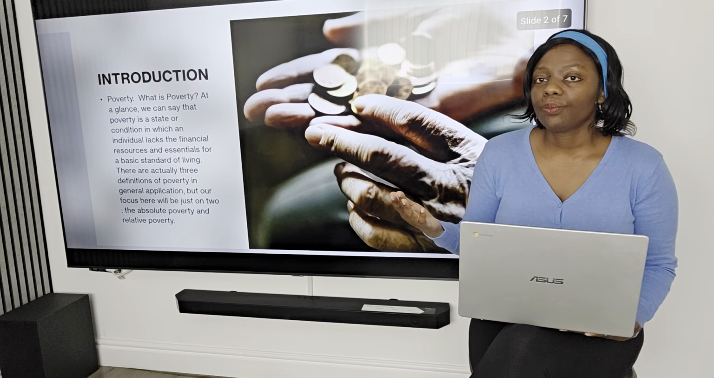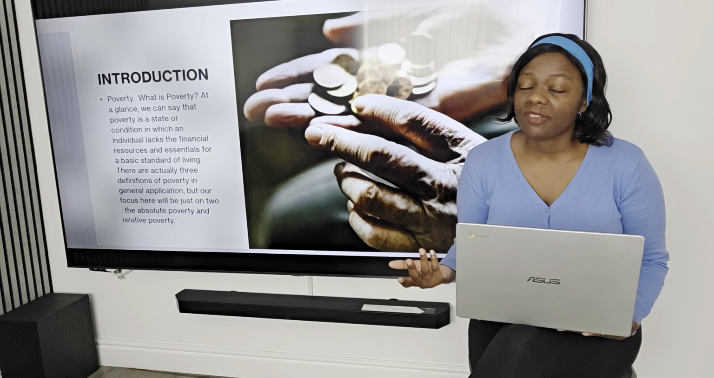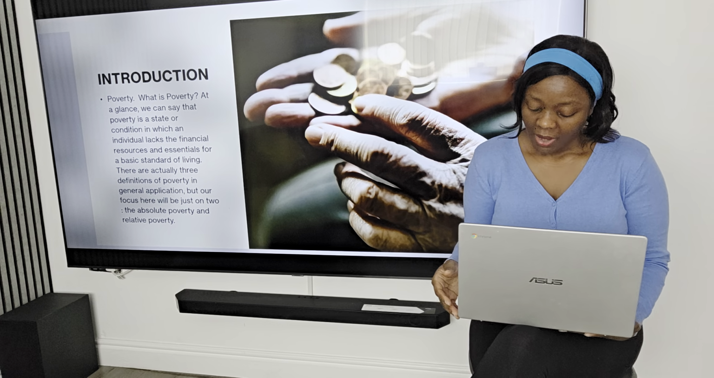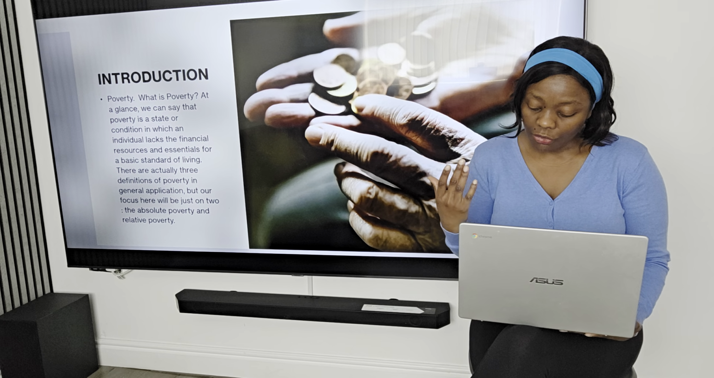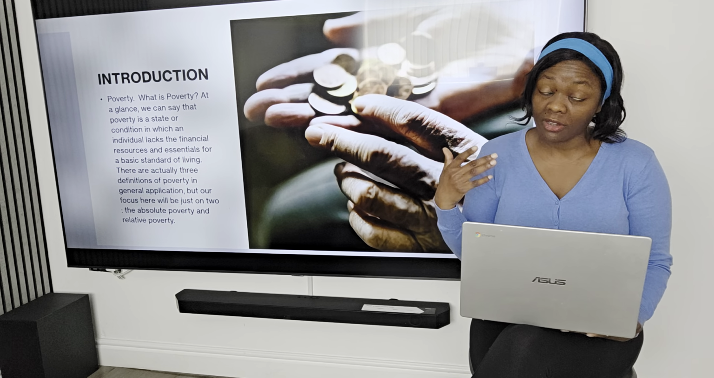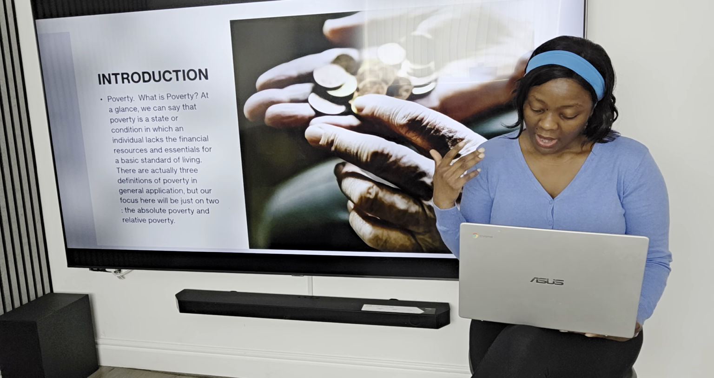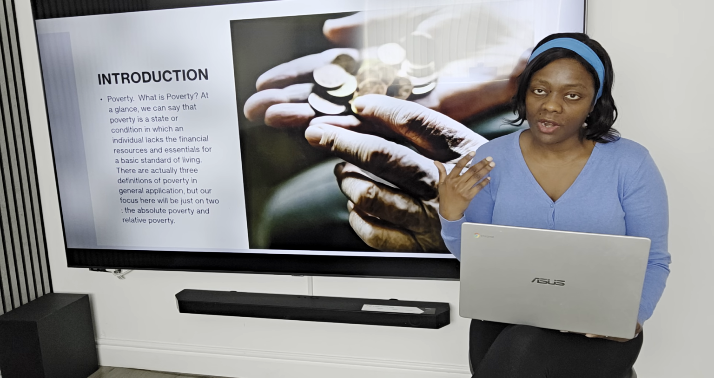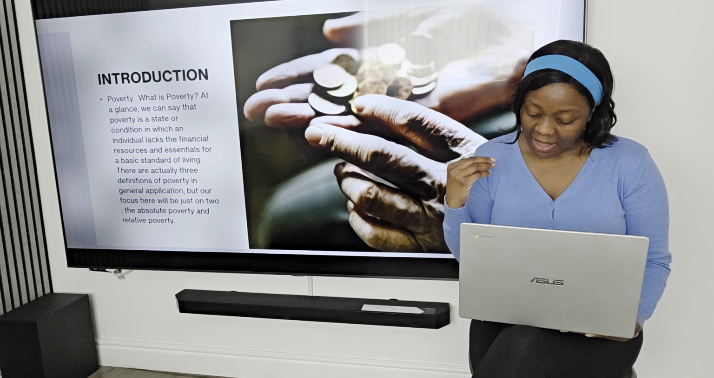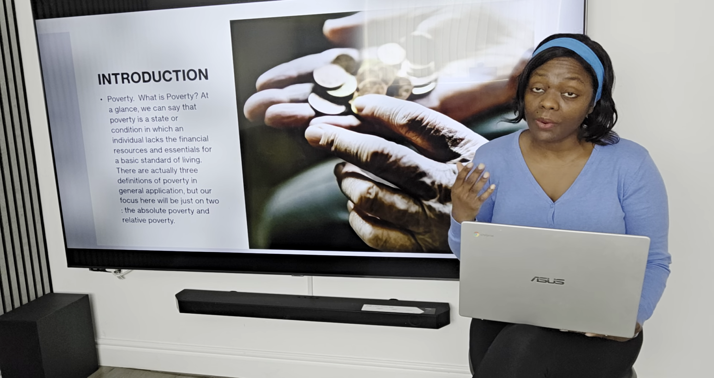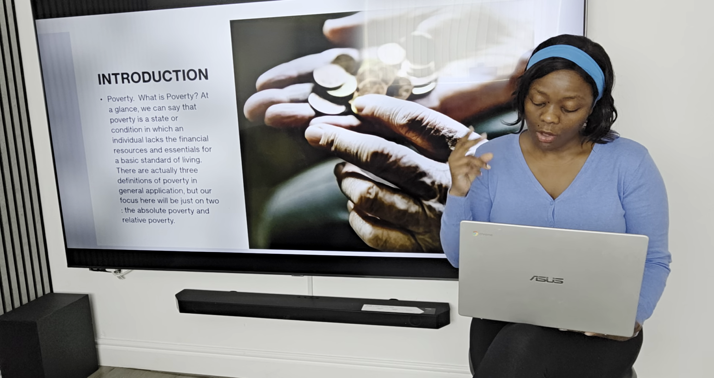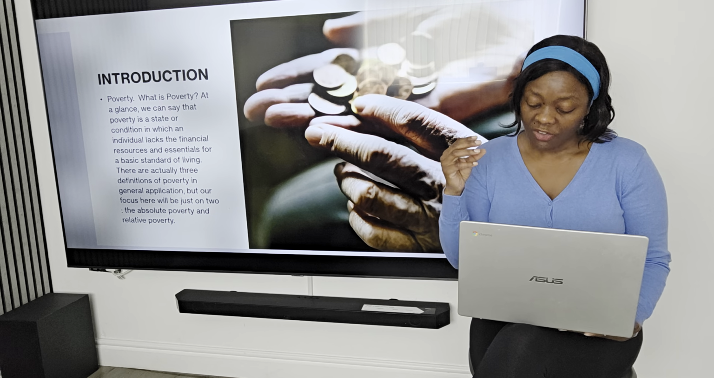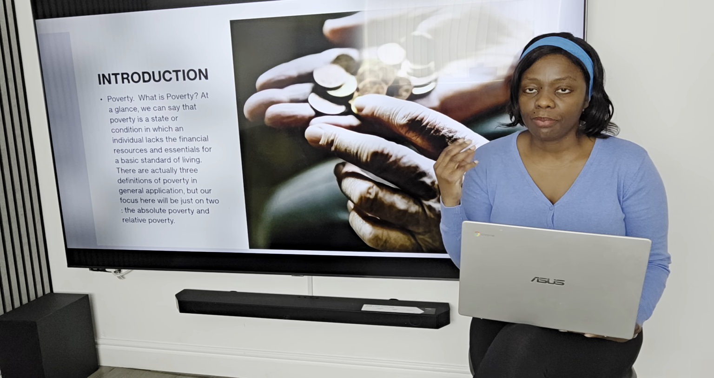As an introduction, what is poverty? Poverty, at a glance, is a state or condition in which an individual lacks the financial resources and essentials for a basic standard of living. There are actually three definitions of poverty in general application, but our focus here will be on two, which are absolute poverty and relative poverty.